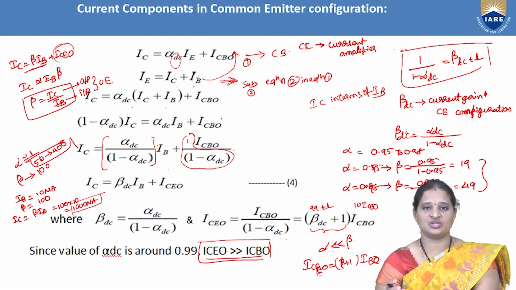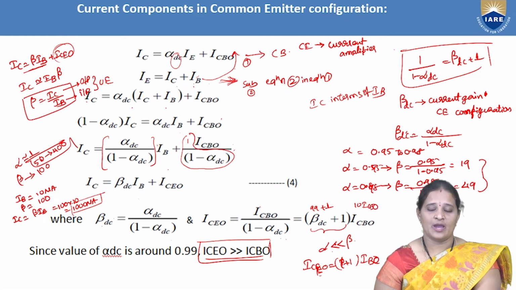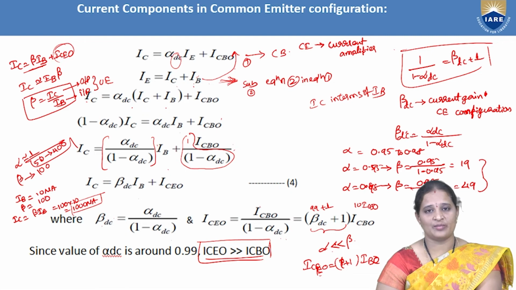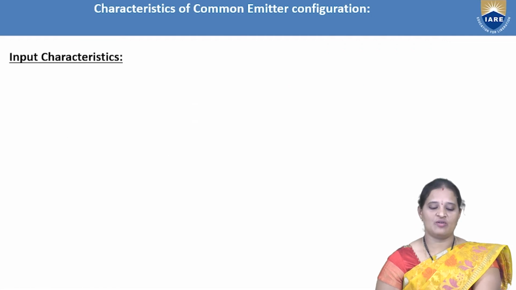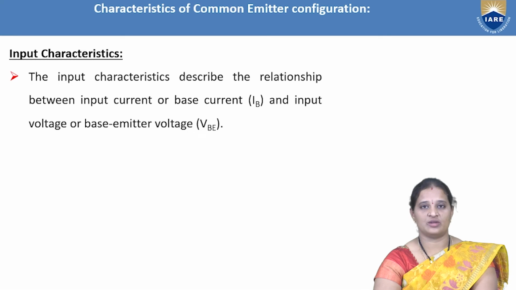And for a small change in alpha, the value of beta changes significantly. And the reverse saturation current in common emitter configuration is very high when compared to the reverse saturation current in common base configuration. Now let us discuss the input characteristics of common emitter configuration.